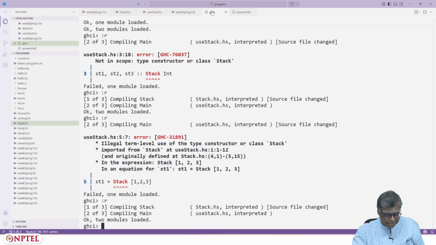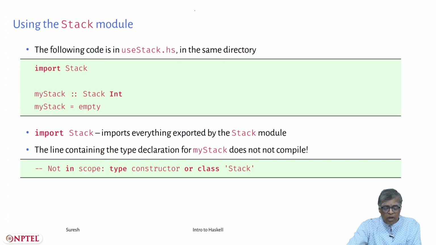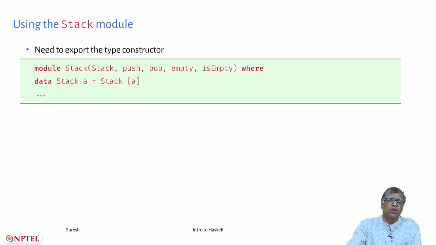Okay, let me return to the slides where I explain all this. Here it's complaining that the type constructor is not available. The type constructor should be available because you need to be able to refer to the type. So you need to export the type constructor like this. You will say module Stack, and inside the parentheses you will also export the name Stack.